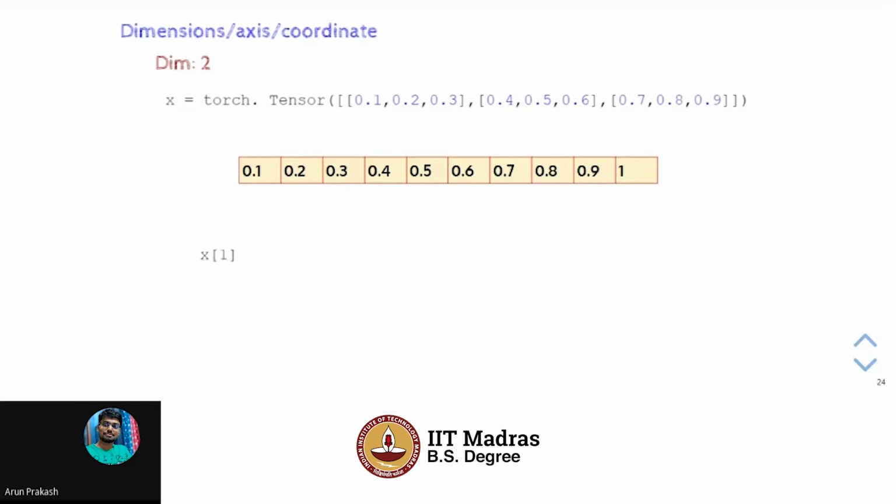Now I can access the element x of 1. Remember, it is now a two-dimensional tensor, but I am only passing a single value to this x. Then what will be the output? Does it throw an error, or does it return something?